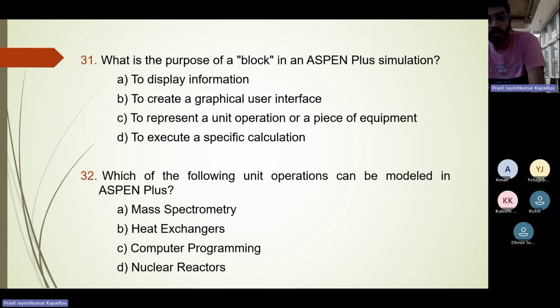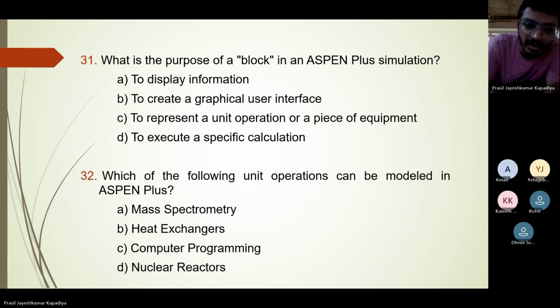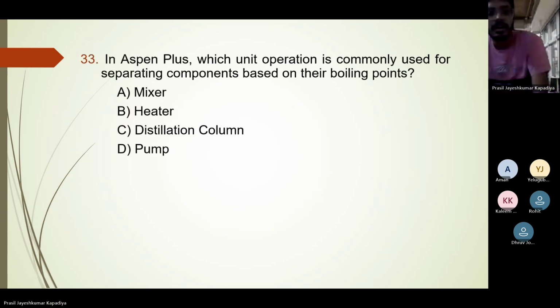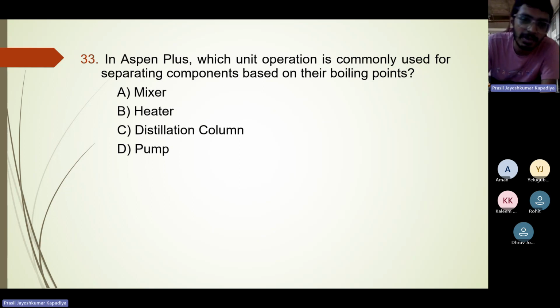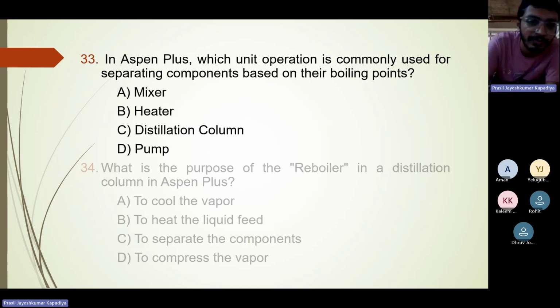Now 32. Which of the following unit operations can be modeled in Aspen Plus? This is also very easy. What should be the answer? Heat exchangers, right? Now let's go ahead. In Aspen Plus, which unit operation is commonly used for separating components again? This is repeated, I did not notice. Distillation column. Distillation is separation based on boiling point.